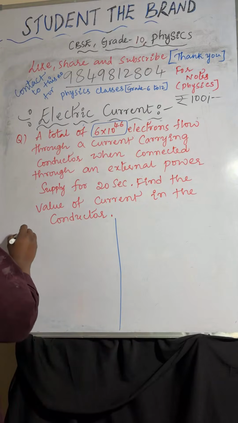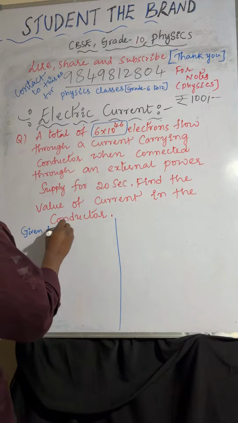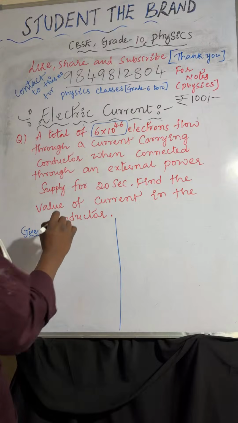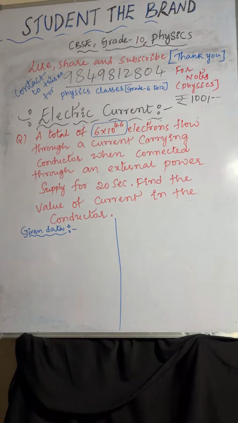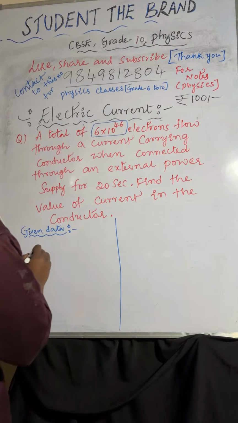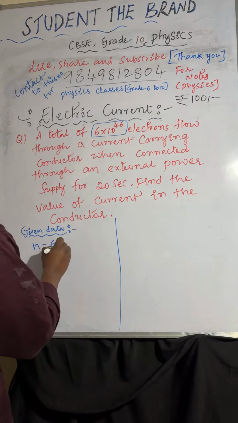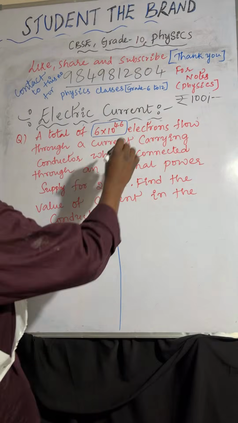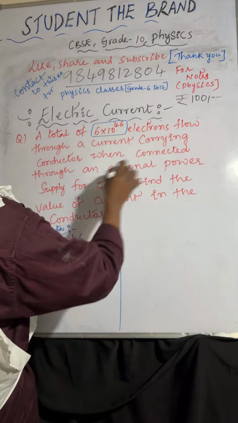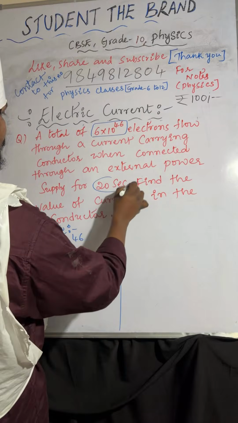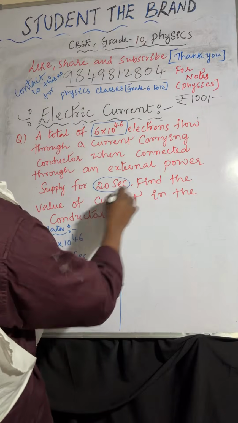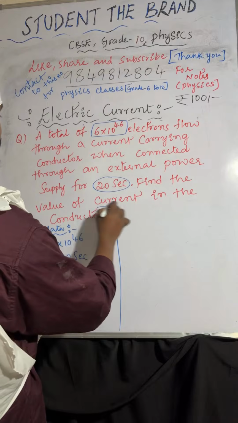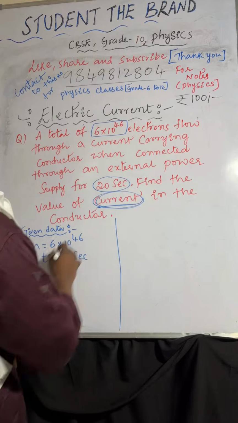So here you can see the given data. After the live class, anyway, it is uploaded as a normal video, so that's what I'm doing. So you can take rest. So n is given 6 into 10 power 46 electrons flow through the conductor when the current is connected externally for 20 seconds. Here time is given, 20 seconds. And find the value of current. We have to find the current here.